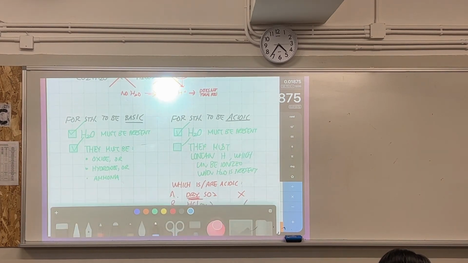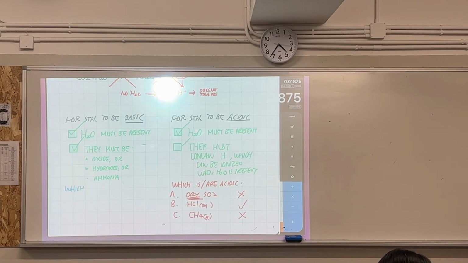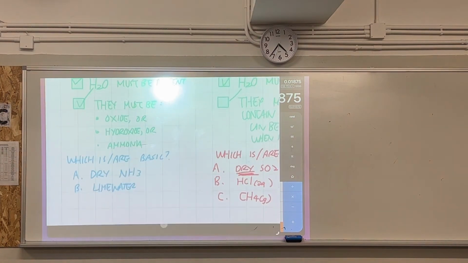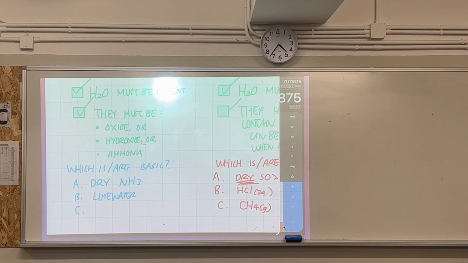So which of these is basic? Is or are basic? So you have A, dry ammonia. Number 2, lime water. Number 3, you have Na2O plus water.